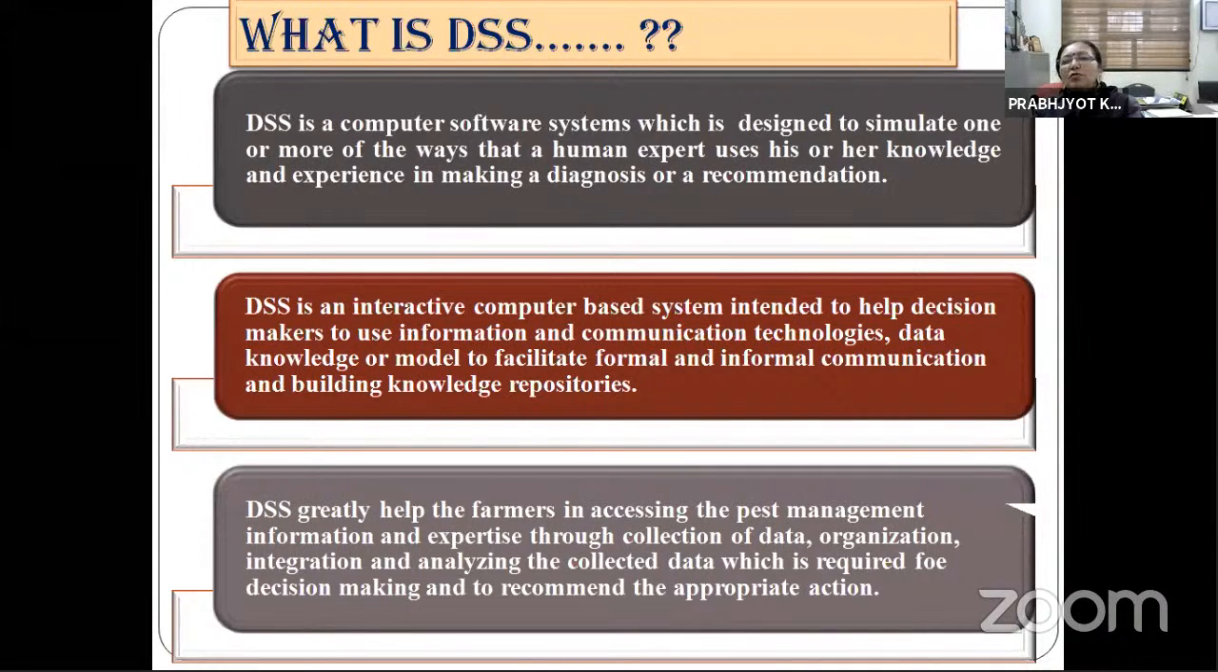Then what is a decision support system? In simple words, it can be defined as a computer software which is designed to simulate in one or more ways how a human expert uses his or her experience or knowledge in making a diagnosis or a recommendation. Generally, up till now, our agricultural scientists or entomologists have been able to help the farmers in providing this type of information, but the outreach becomes a problem. So if such pest models, expert systems or decision support systems are available, that will be helpful to the extension worker in developing that sort of information which is to be given to the farmers of the area for that particular crop.